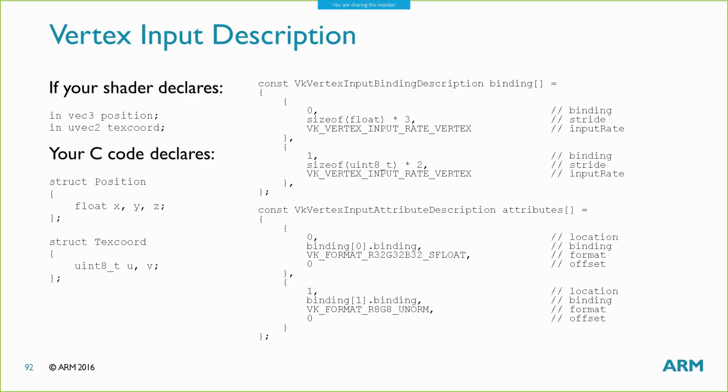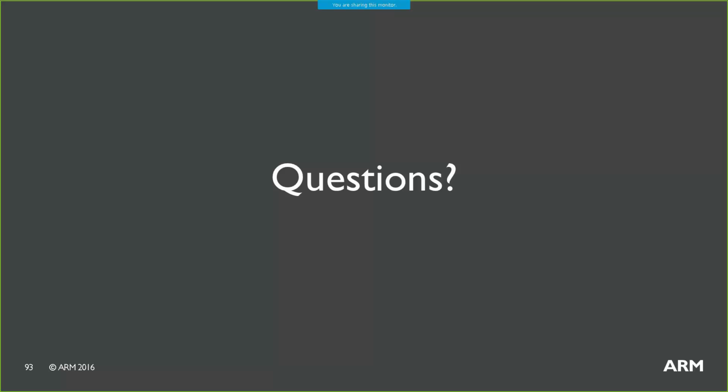And then on top of this, of course, you can bind an index buffer and do draw index, or you can leave it like this and do just a regular draw command. And I think that's it. So, questions?